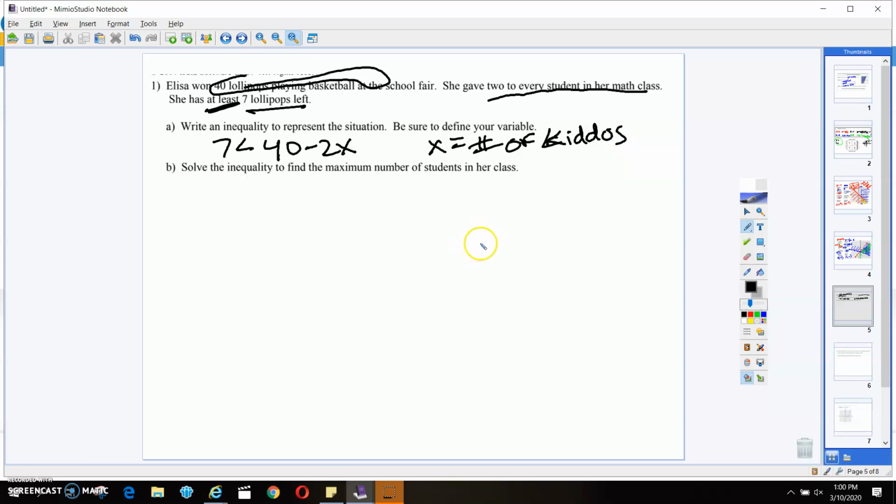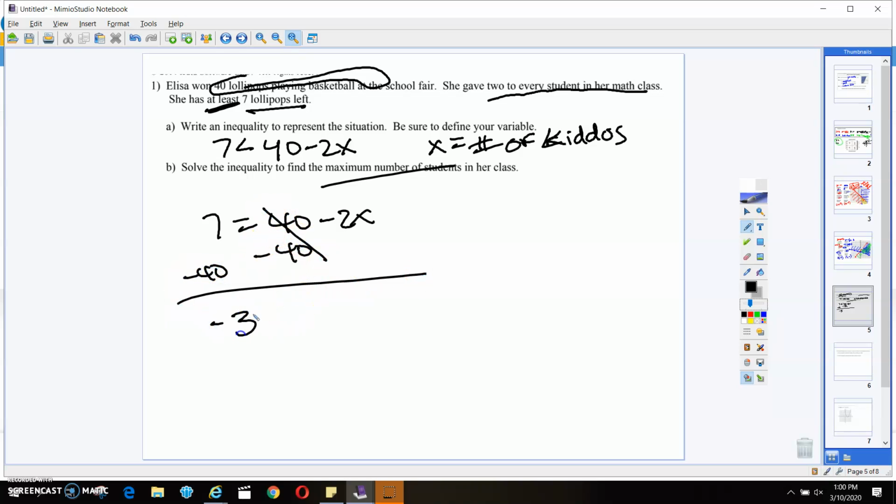On part B, we're going to solve the inequality to find the maximum number of students in her class. So we've got 7 equals 40 minus 2x. Notice how I changed this from an inequality to an equals so that I could solve. So I'm going to subtract 40 from both sides. That's going to give me negative 33 equals negative 2x. I'm going to divide by negative 2 on both sides. x is going to be 16.5.